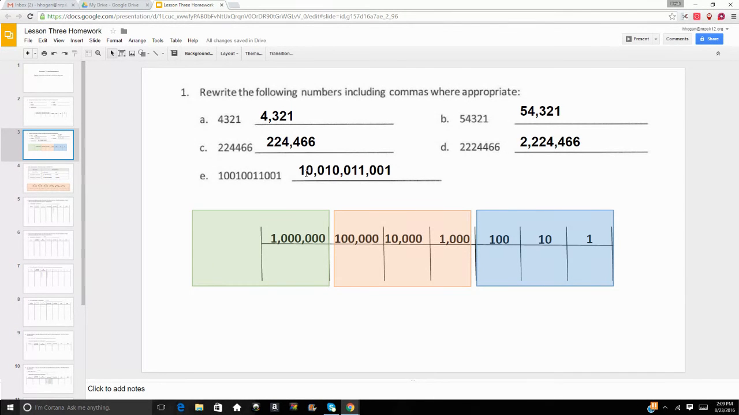So this would be 10 billion, 10 million, 11,000, 1. So it kind of gives you a better way to read numbers, and you read them in their periods, in their sections that are divided or separated by commas. Ones, tens, hundreds, comma, thousands, 10,000s. Ones, tens, hundreds, comma, thousands, 10,000s, 100,000s, comma, millions.